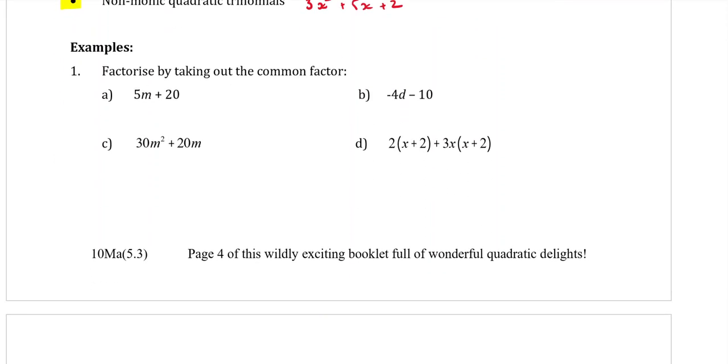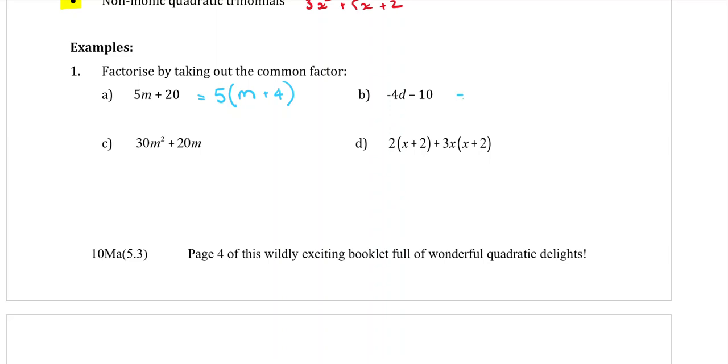Factorise by taking out a common factor. So looking at my terms, 5m and 20, I can see that 5 is a number that I could take out of both of them. Then I'm going to open up my brackets and divide each term to get the leftovers. 5m divided by 5 is m, and 20 divided by 5 is a positive 4. Close the bracket.